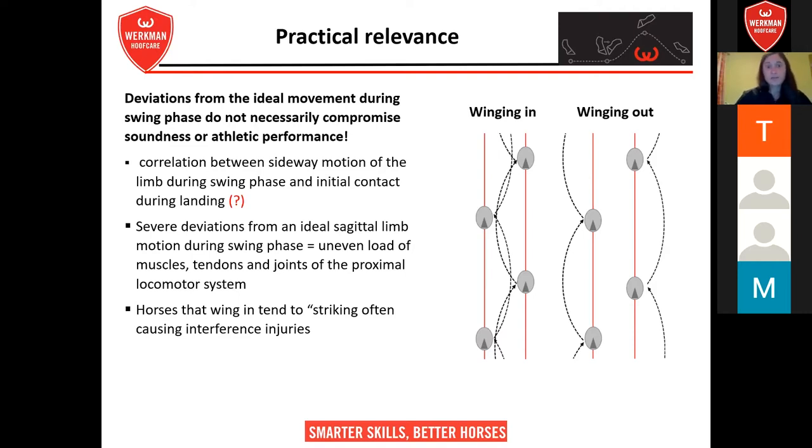And it becomes even worse if you have horses which are striking. So if they hit the contralateral limb, if they're walking, this can cause, of course, injuries. And it's, of course, in this case, compromise soundness or athletic performance.